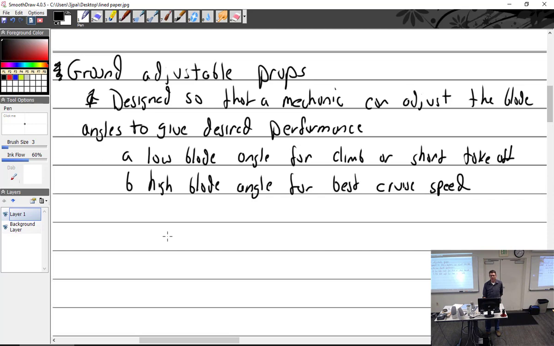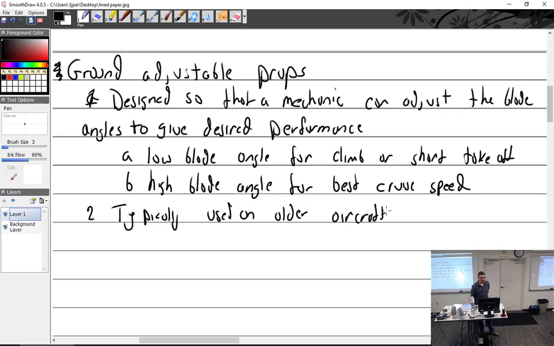All right, so these ground adjustable props, they were typically used on older aircraft. I have a feeling a lot of that had to do with before the time when they could actually do constant speed props. Constant speed props have been around a long time. I think the Ivo prop had a ground adjustable mechanism to it. It's something I wanted to take ours apart and take a look at. I remember adjusting one way upon a time.